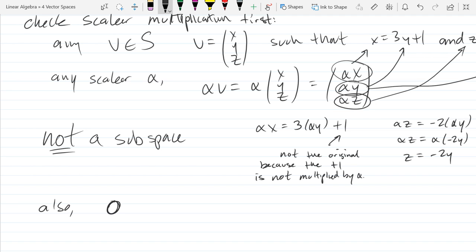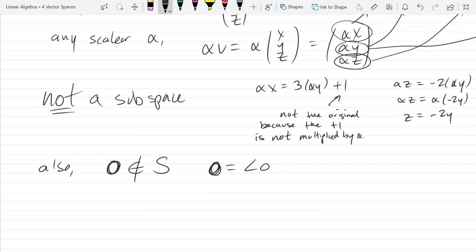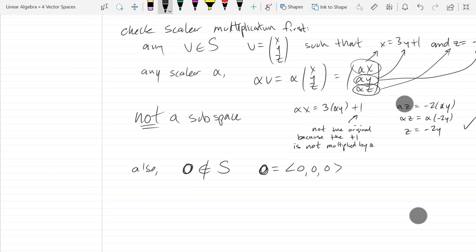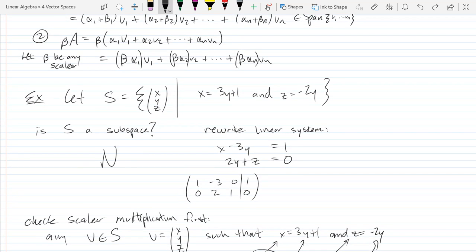Also, the vector 0 is not in S because vector 0 is 0, 0, 0. And of course, you try that on equation 1. x equals 3y plus 1. 0 is equal to 3 times 0 plus 1. So 0 is not 1. So that vector doesn't fit in the right form to be in the set S. We also could show the sum of two vectors is not in there. It would be more similar to our scalar multiplication attempt, and you would find that plus one would mess us up again. All right, so the answer is no.